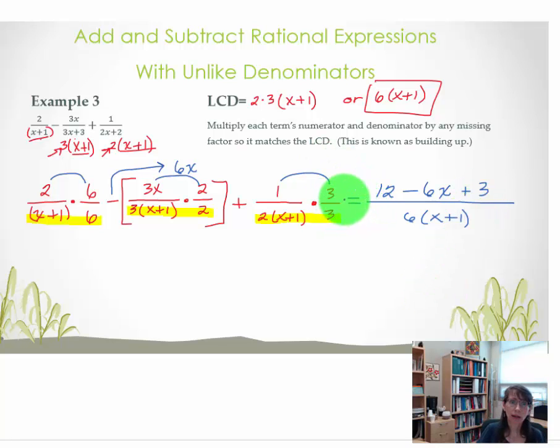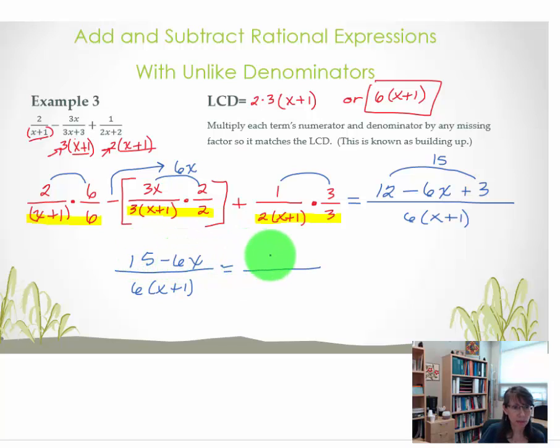Now what you might notice is sometimes we have like terms that get created. So what we end up with is 15 minus 6x divided by our common denominator. You could also write minus 6x plus 15, but it tends to be easier if you don't start out with a lead term that's negative. So our common factor would be 3, leaving 5 minus 2x. Our denominator is 6 times quantity x plus 1.